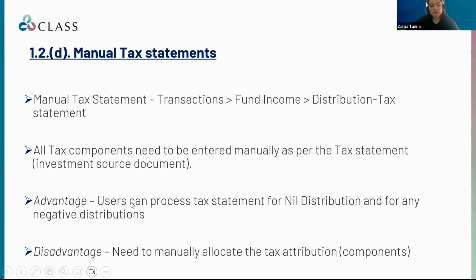So the advantage is that you can process these tax statements if you have a nil distribution or any negative distributions. The disadvantage is that all the tax components that you need to allocate into the attribution amounts need to be entered manually. And that could either cause a lot of time consuming process or it could cause human errors as well. So it's up to you and your choice and up to your own fund situation in which option is much suitable for you, but it's best to use the tax statement console for automation process.